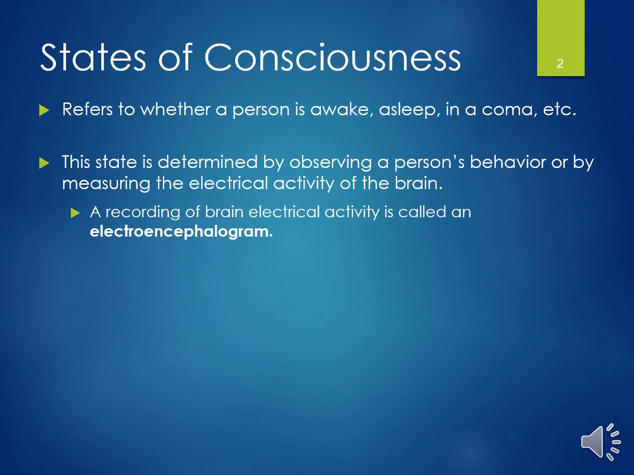So in terms of states of consciousness, we're referring to whether a person is awake, asleep, or in a coma, etc. This state can be determined by observing a person's behavior or by measuring their electrical activity in the brain. We can measure this activity through the use of an EEG. We won't actually get the opportunity to measure EEGs in this class, but this is a technique used in labs to monitor individuals' brain waves and some other functions as well, which we'll get to in a second.